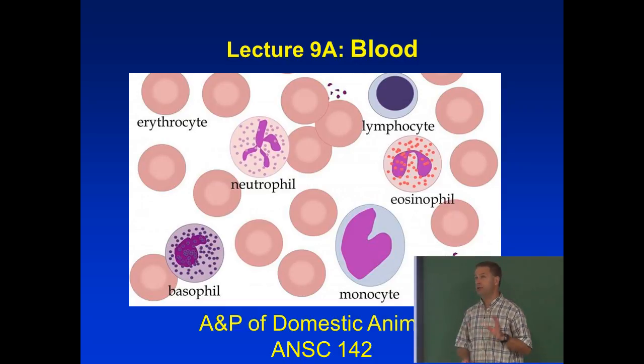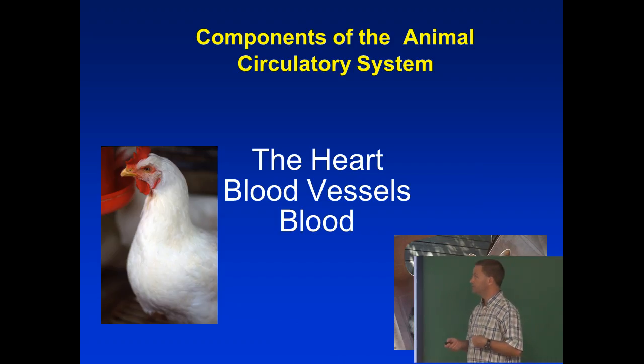Okay, now blood is just one part of the circulatory system. Next week we'll talk about the other parts, such as the heart. Okay, what is the purpose of the heart? To pump blood. Okay, that's how the blood gets through the body. How many chambers does a mammalian heart usually have? Four chambers.